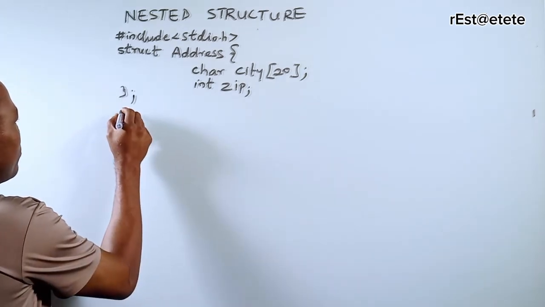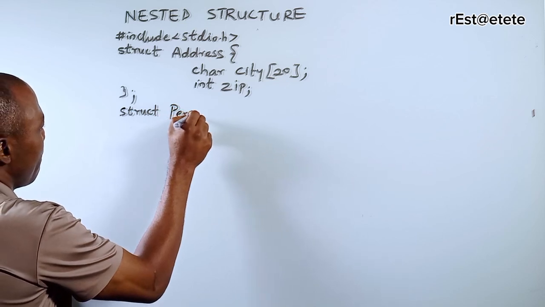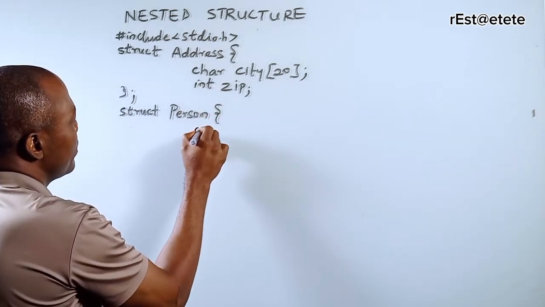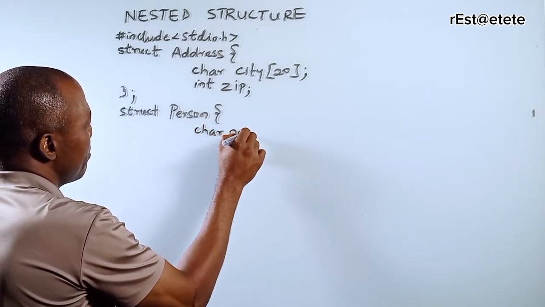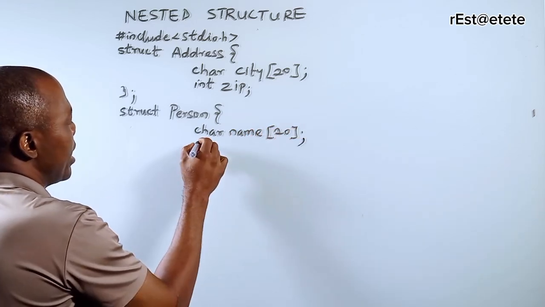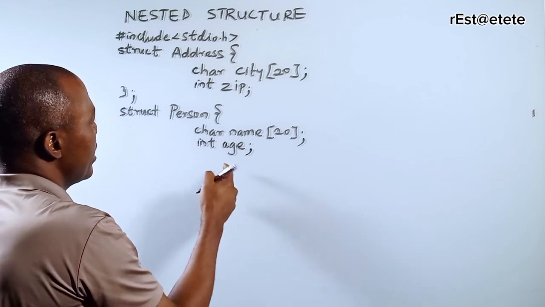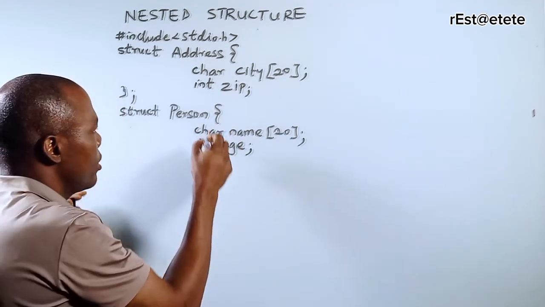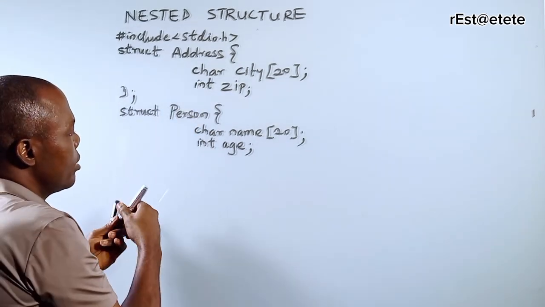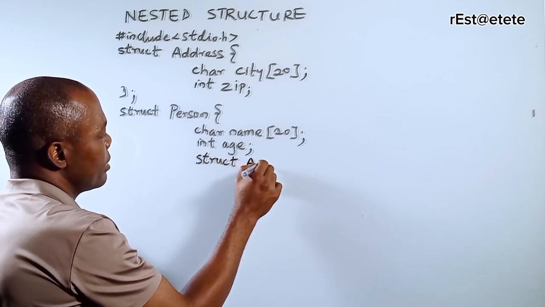Now I'm going to create another structure, which is Person. So I'll use my struct keyword, struct person, right? Inside this structure, I will have char, name of the person. Let's also assign 20 bytes to it. And then I will have int age of the person, right? Now, this person has to live in an address. So to create that address structure inside this place, I will have to bring this. So that will be struct address.